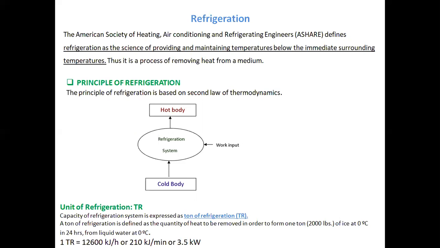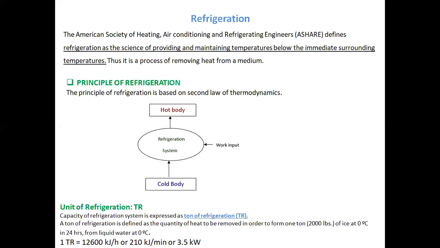So in short, you can say that refrigeration is the process of removing heat from the substance or the medium in order to keep that substance below the atmospheric or immediate surrounding temperature, right? So for removing heat and going below the atmospheric temperature, refrigeration needs some work input.